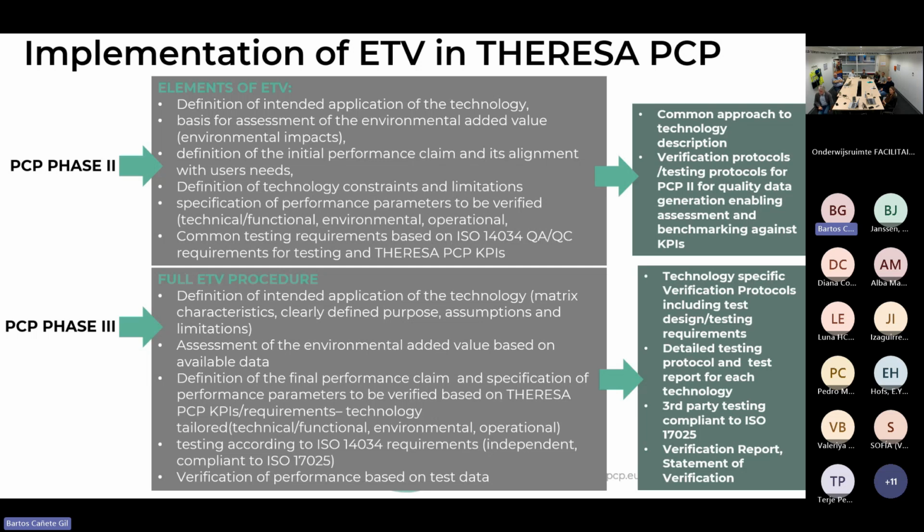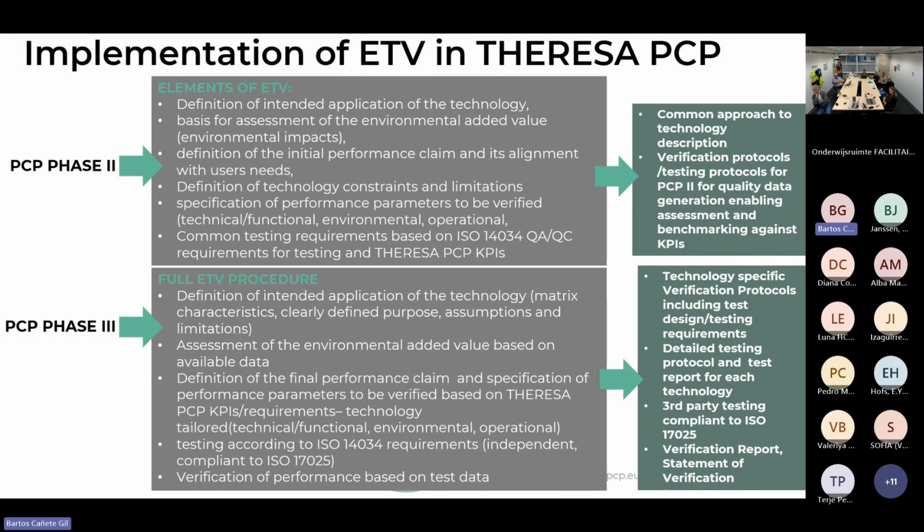Concerning PCP phase 3, here we'll already implement the full ETV process. That will mean that the definition of the intended application will need to follow the requirements of the ISO 14034 standard. So it will need to be expressed in terms of matrix characteristics, matrix meaning the material for which the technology is intended for. In our case, this is the hospital wastewater.